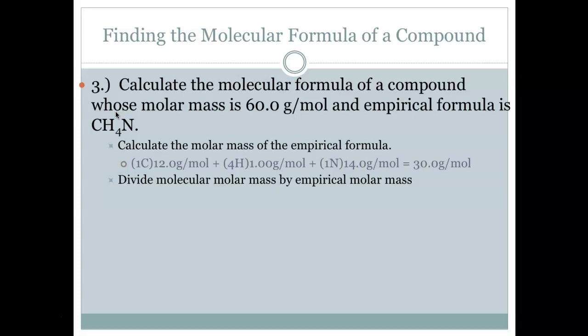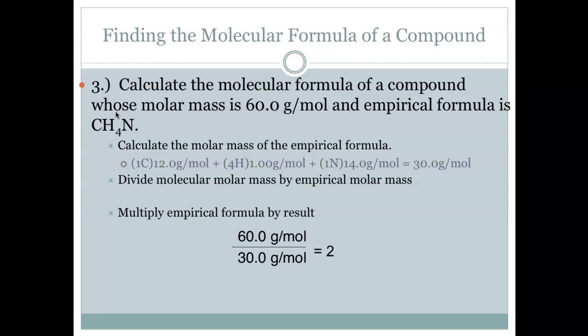So we divide the molecular molar mass, 60, by the empirical molar mass, 30, to get 2. This means that the molecular formula must be double the empirical formula. So we can multiply our empirical formula by 2 to get C2H8N2. So our 1 to 4 to 1 ratio becomes 2 to 8 to 2 for the molecular.